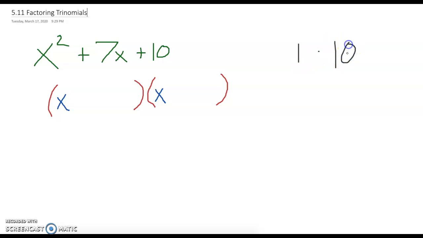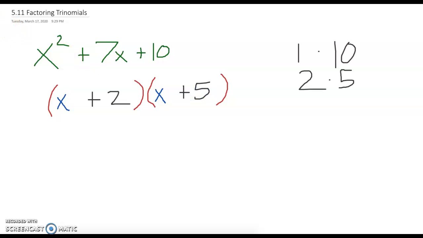That's a factor. However, that won't give us this middle answer. So the next factor pair is 2 and 5. 2 times 5 is 10. Also, 2 plus 5 is 7. So therefore, our answer is going to be (x + 2)(x + 5).